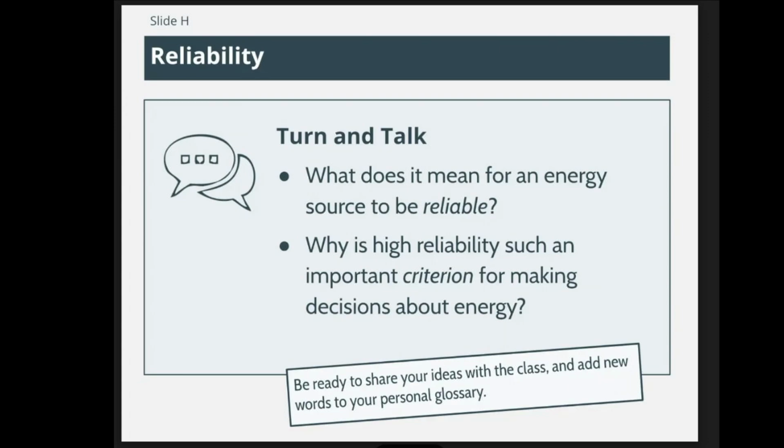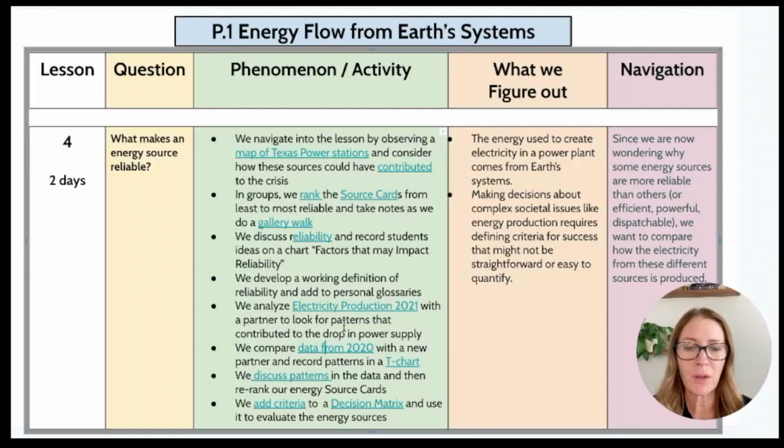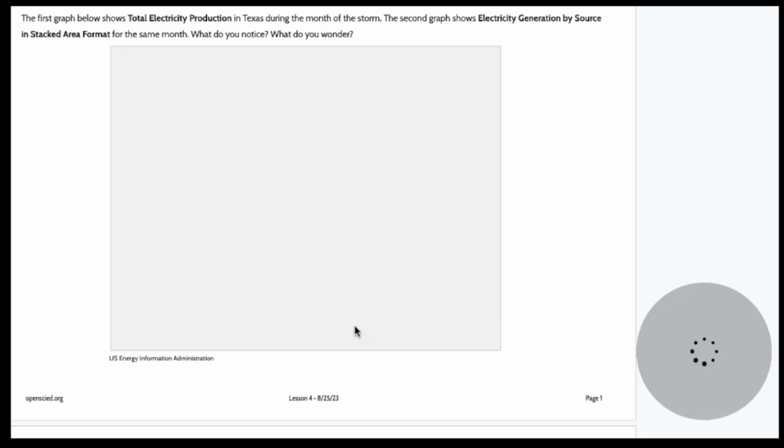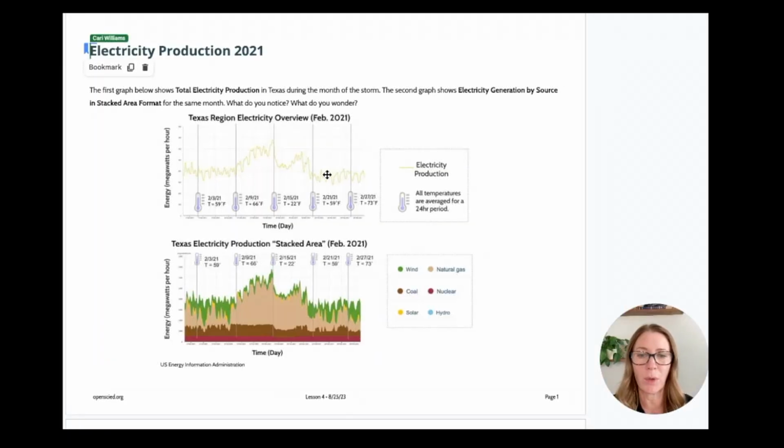The chart is simply a title that you're going to add student ideas to. We're thinking about what reliability is and why it would be an important criterion for making decisions about energy. So we analyze two graphs on the electricity production 2021 handout. We've seen this graph before. This is the electricity production with that big dip in that week, and we're going to look at it now through a different lens.